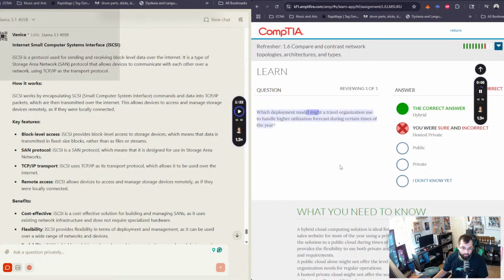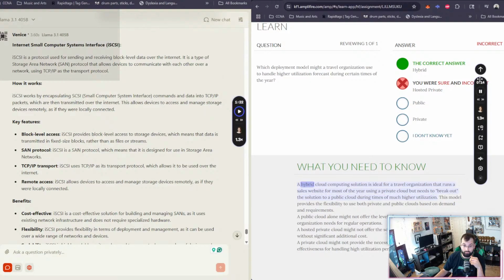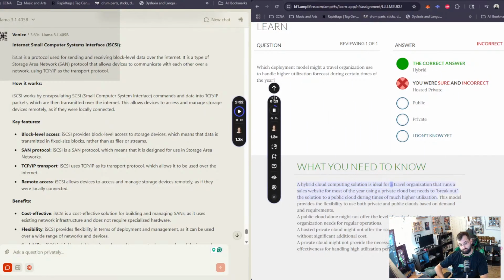Which deployment model might a travel organization use to handle higher utilization forecast during certain times of the year? It was hybrid. A hybrid cloud computing solution is ideal for a travel organization that runs a sales website for most of the year using a private cloud, but needs to break out the solution to a public cloud during times of much higher utilization. This model provides the flexibility to use both private and public clouds based on demand and requirements. Wow.